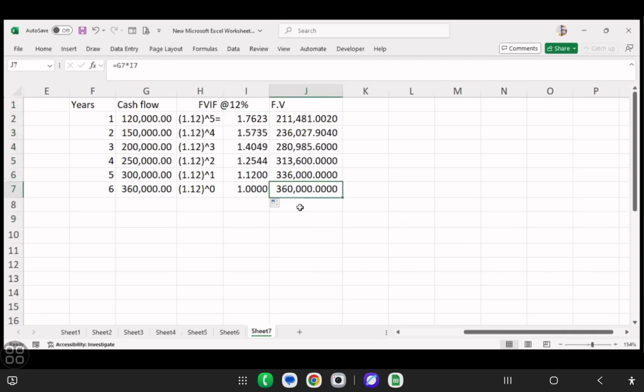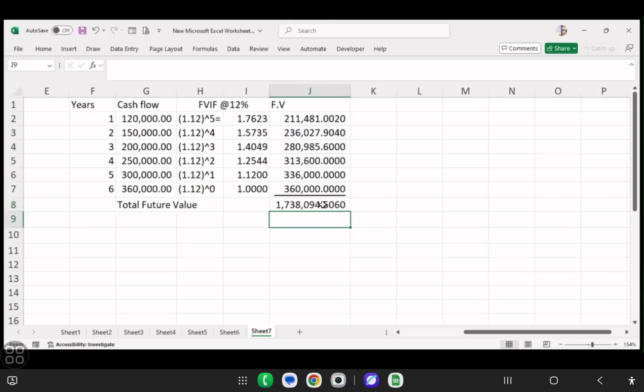So yes, like that. I need to get the future value, the total future value. Let me call it total future value. Total future value is equal to the sum of this. That's the future value. Yeah, that is the future value.